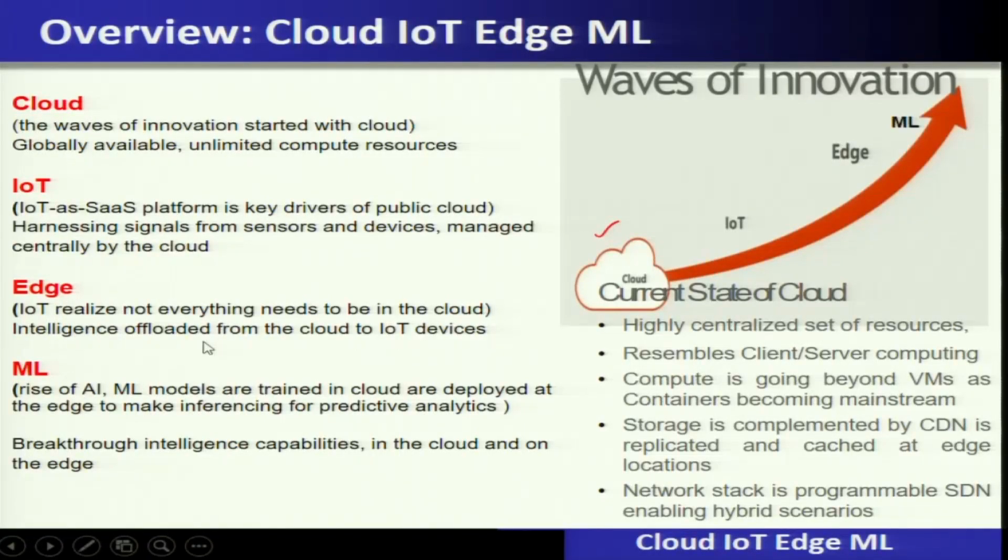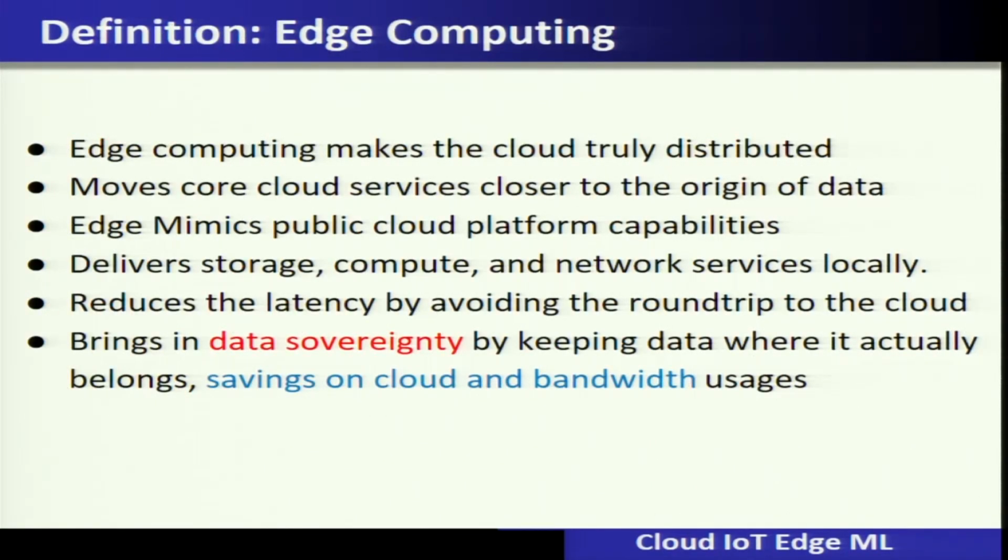Now if the intelligence is computed at the edge, this new wave of innovation will drive edge computing, and therefore with the rise of AI, ML models are trained in the cloud but deployed at the edge, and it will make a new kind of application called predictive analytics. So this breakthrough of intelligence capabilities in the cloud and on the edge is driving this particular wave, and in this course we are going to deal with this new concept called edge computing.